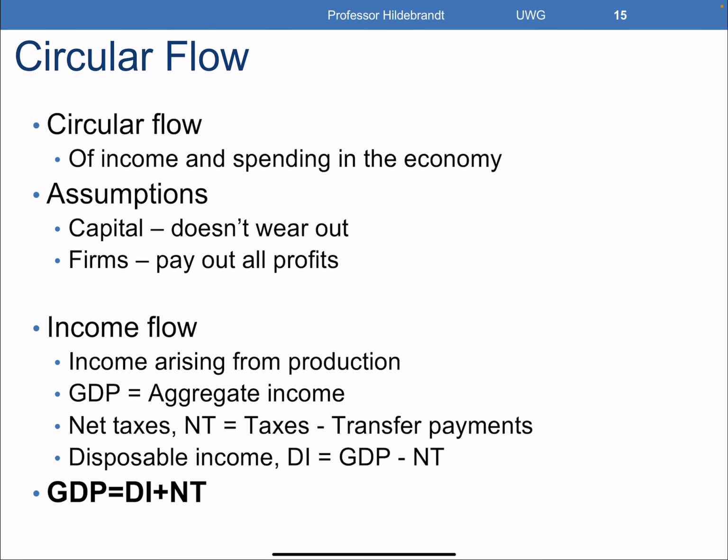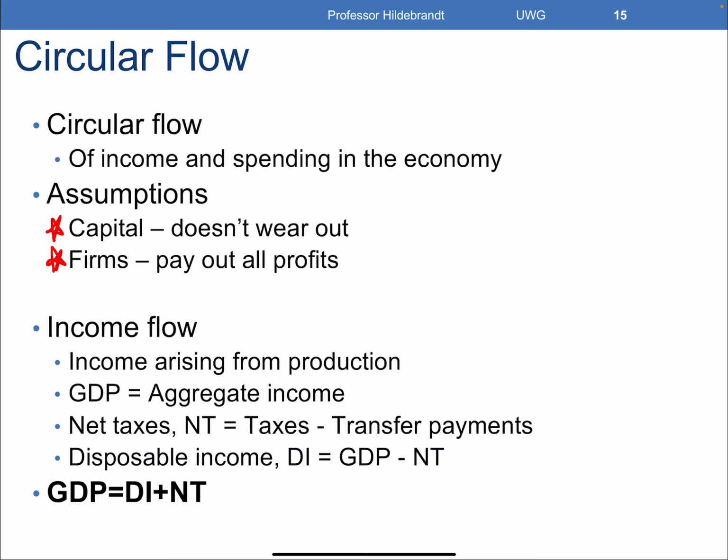So let's talk a little bit more about the first half of the flow. So again, this model is showing us the flow of all income and spending in our economy. We do make some assumptions. The first assumption is that our capital that firms invest in, fleet vehicles, computers, machines, buildings, don't wear out. We know that's not true in reality, but we assume that. And we also assume that firms pay out all profits. They're not keeping any of those. So they're reinvesting everything or paying it out to their employees to buy more resources.